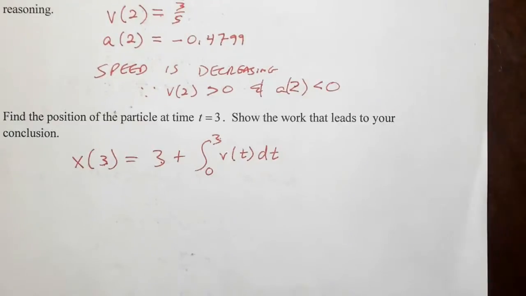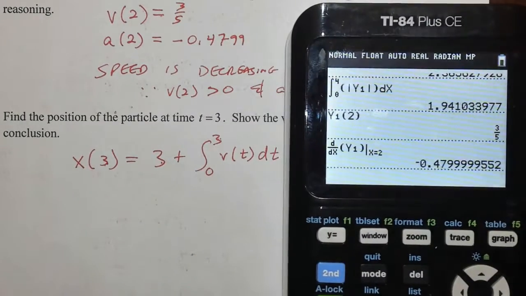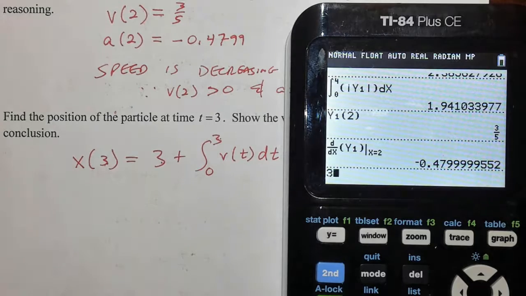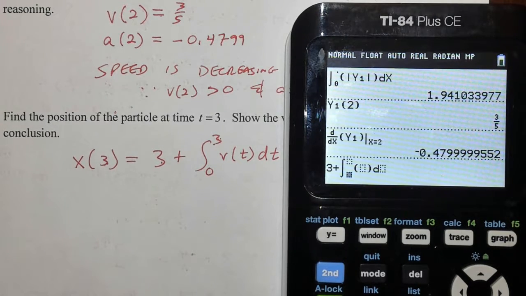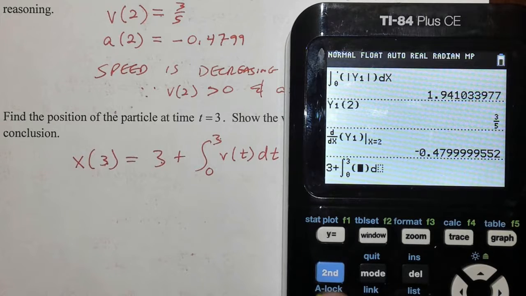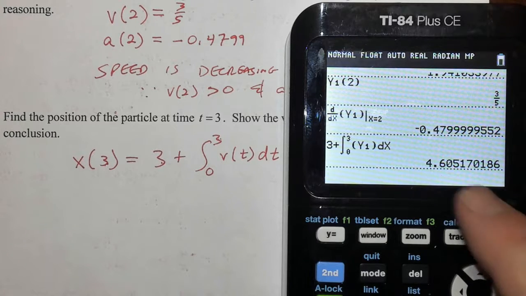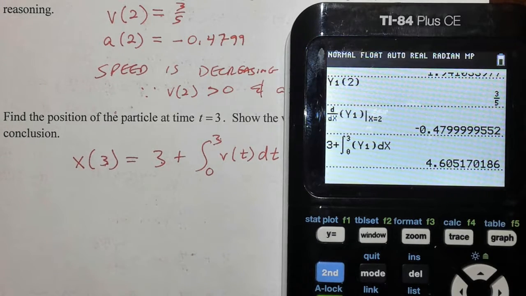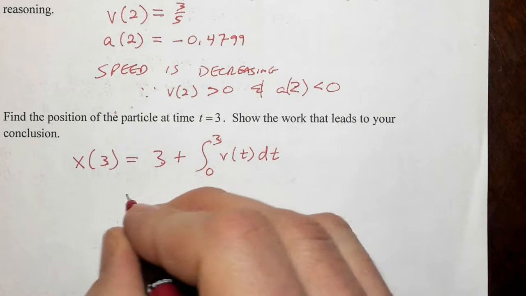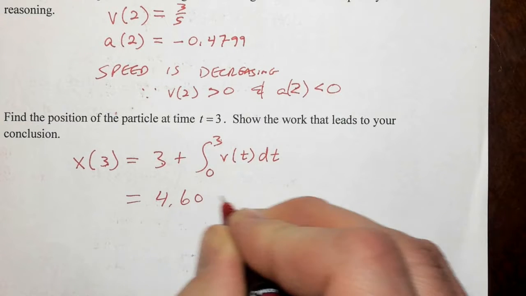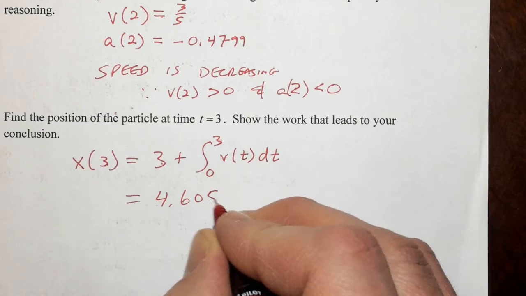So we go back to the calculator one final time and we're going to do 3 plus math 9. And we have 0 and 3 as our bounds, and y1 is our function. dx, hopefully this won't take too long. It does not. And we see there 4.605. That is the position of the function when t is equal to 3.